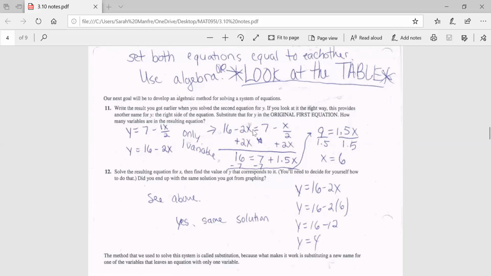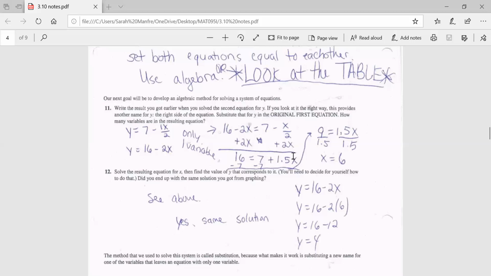And notice when you do that, now I only have one variable in this equation. The only variable that's there is the x. And we're going to solve it for x. So I'm going to add 2x to both sides. The reason I'm adding 2x is because -2 is a smaller number than -1/2. You could go the other way, but then you'll have a negative, so just keep that in mind. So I'm left with 16 is equal to 7 plus 1.5x, because remember, a half is the same as 0.5. So 2 minus 0.5, because that's a -1/2.